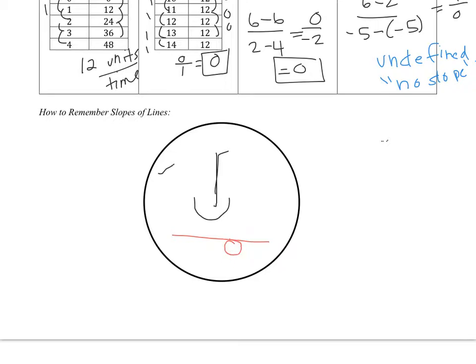So a horizontal line has a slope of 0. And if a line goes up from left to right, it's positive slope. And if it goes down from left to right, it's negative slope. So this is called Mr. Slope Guy.